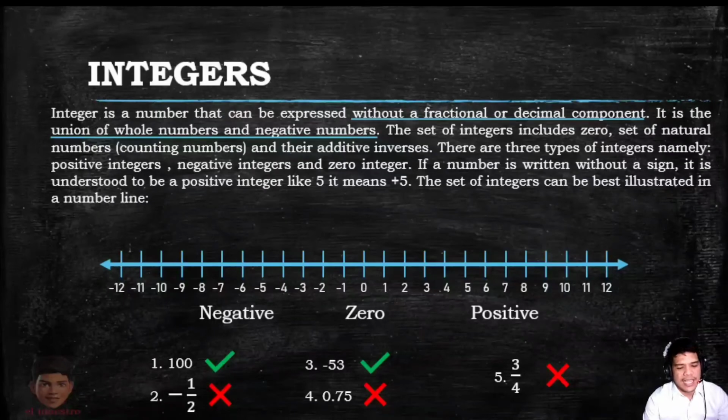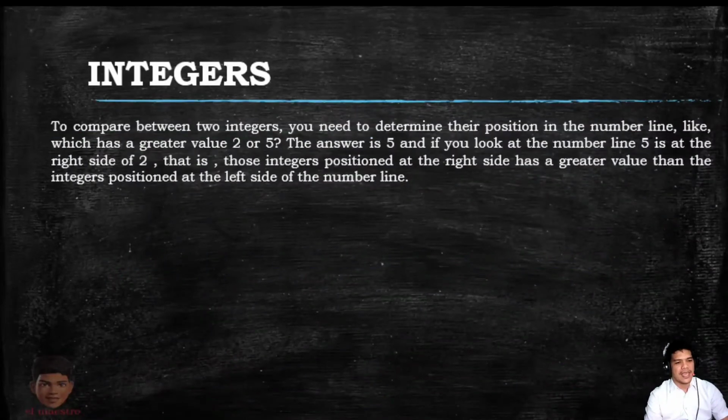Okay? So, next is we compare now integers through number lines. Ano yung mas malaki? Depende sa position nila sa number line. Okay? So, to compare two integers, you need to determine their position in the number line. Importante yan. Like, which has a greater value, 2 or 5. So, with this, alam natin na mas greater ang 5 compared sa 2. Okay? But let's check, according to this, kung sino yung nasa right side sa number line is yung mas greater. Okay? So, let's have a number line.